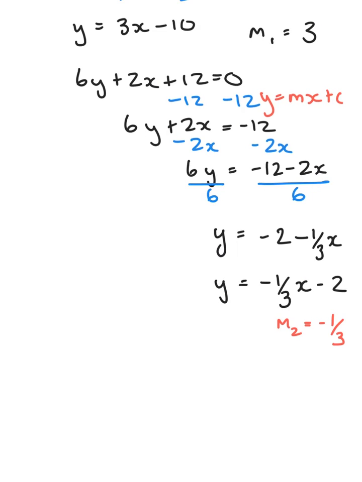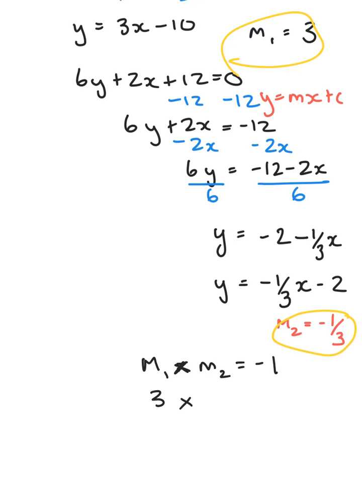Are the lines perpendicular? They are perpendicular if the gradient of the first multiplied by the gradient of the second equals -1. The gradient of the first was 3. 3 times the gradient of the second line, which was -1/3. Does 3 times -1/3 equal -1? Yes, it does. Therefore, the two lines are perpendicular.